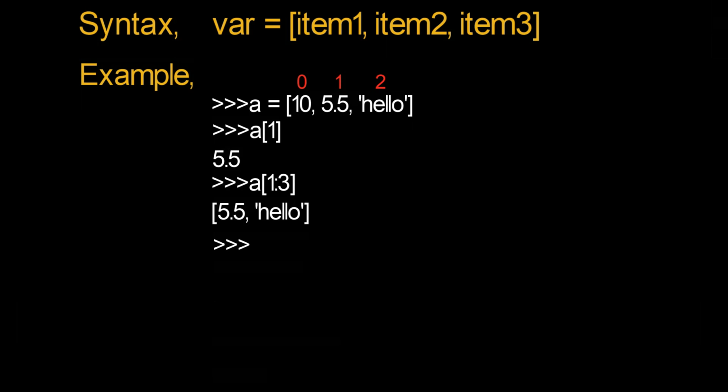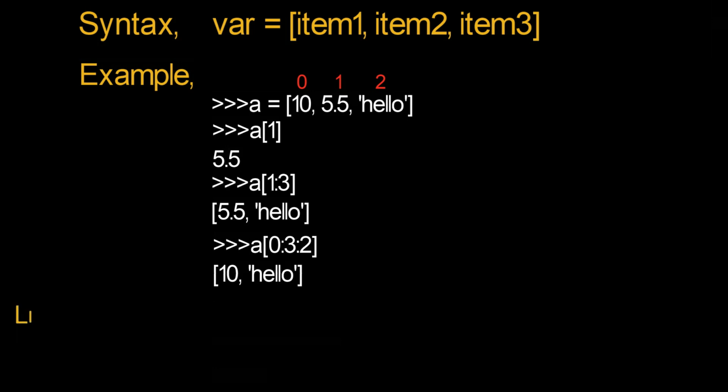Also, A[0:3:2]. So the result will be given as [10, 'hello']. As we can see, 2 here is the gap value, which is similar to the gap value we discussed in the second video about strings.